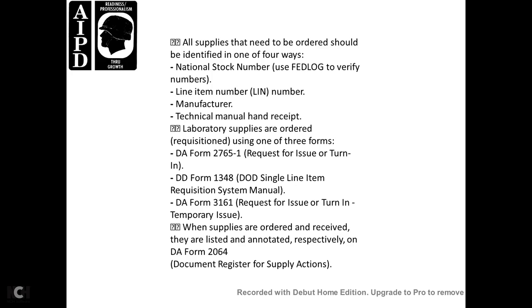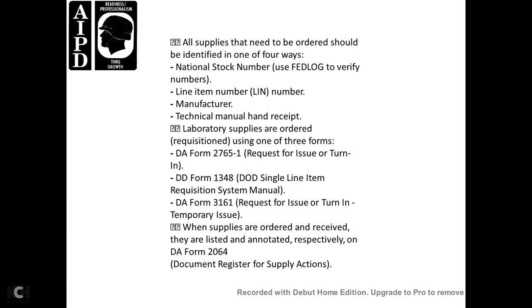All supplies that need to be ordered shall be identified in one of four ways: national stock number, line item number, manufacturer, and technical manual hand receipt. Laboratory supplies are ordered by requisition using one of three forms: DA Form 2765, request for issue or turn-in; DA Form 1348, Department of Defense single line item request; and DA Form 3161, request for issue, turn-in, or temporary issue.